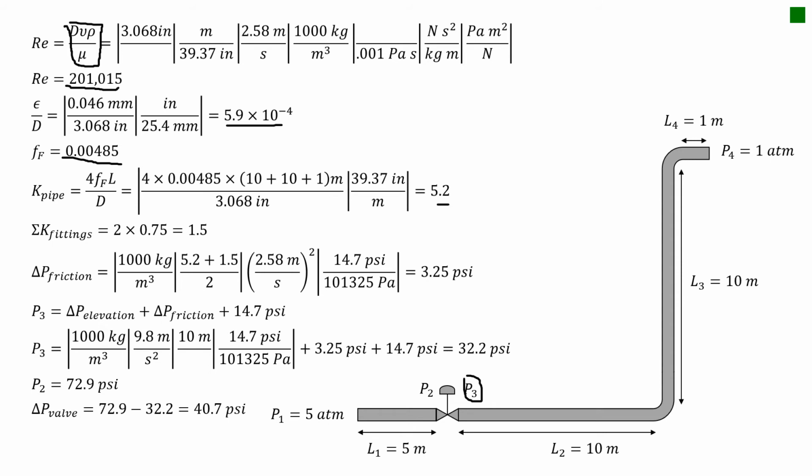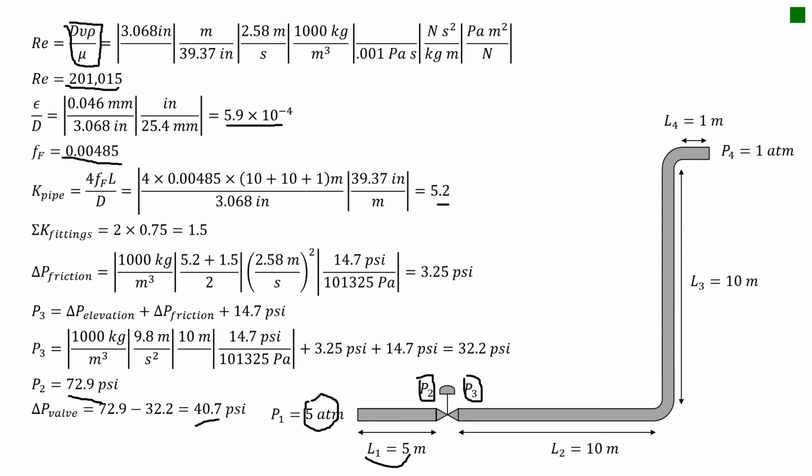Without going into detail, I can calculate what P2 is, which is just P1, in this case 5 atmospheres, minus the frictional pressure loss over the pipeline having a length of 5 meters. And doing that calculation, we find that P2 is 72.9 PSI. And then taking the pressure difference across the valve, P2 minus P3, we have 40 PSI pressure loss across the valve.